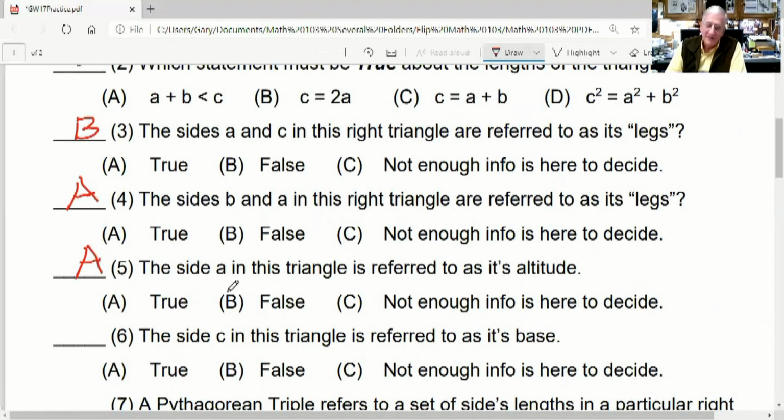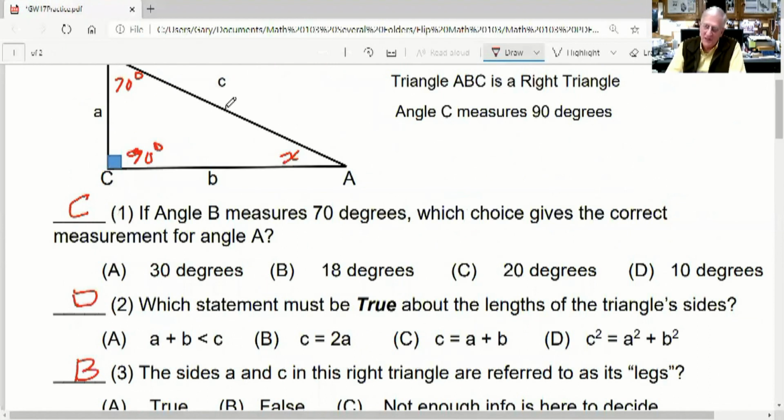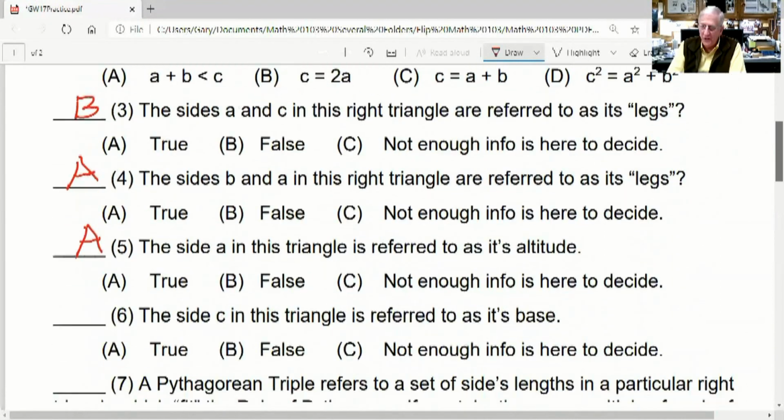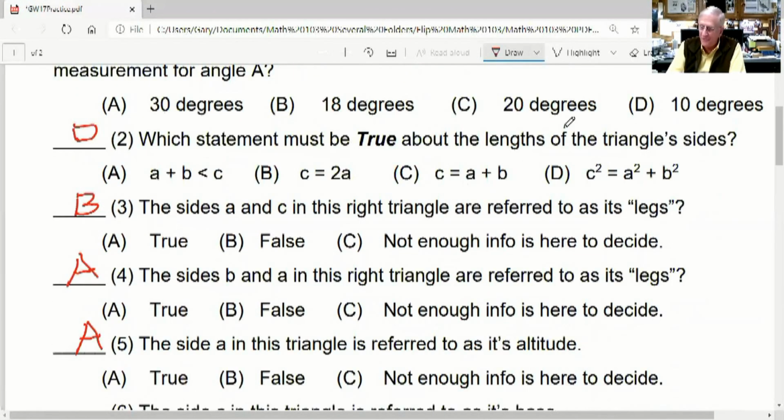All right. Question 6. The side C in this right triangle is referred to as its base. Well, base, remember, usually means it's on the bottom, right? Does C look like it's on the bottom here? I don't think so. So B would be referred to here as the base of the triangle, particularly if A is the altitude. So that statement is not true. That is false.